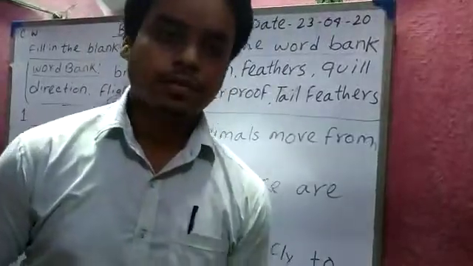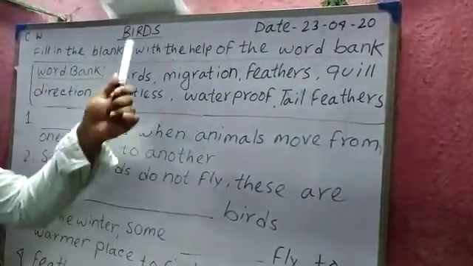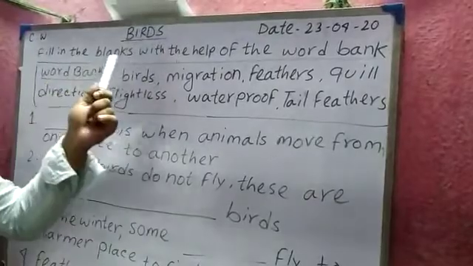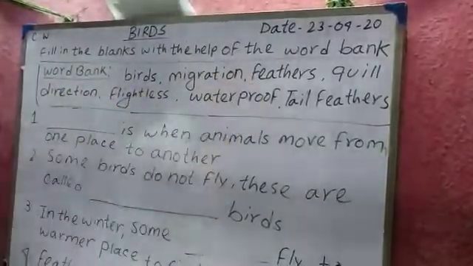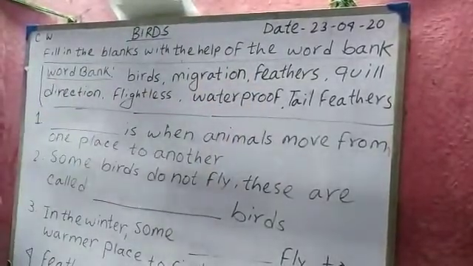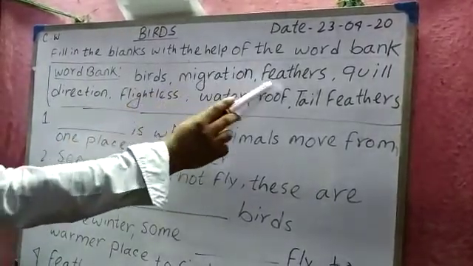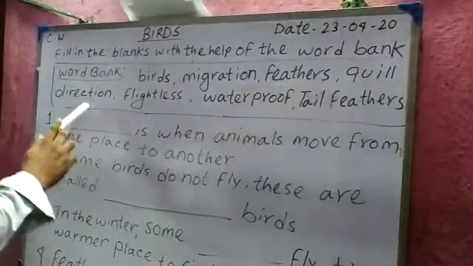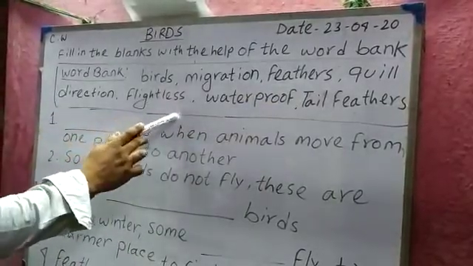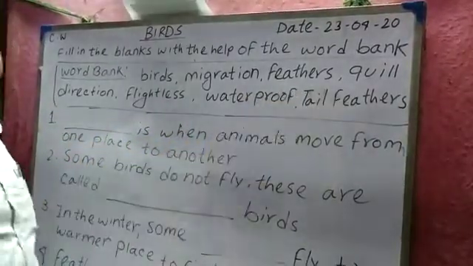Hello students, today we discuss birds and we are doing fill in the blanks with the help of the word bank. So look at the word bank at first. First is birds and then is migration, feathers, quill, direction, flightless, waterproof and tail feathers.